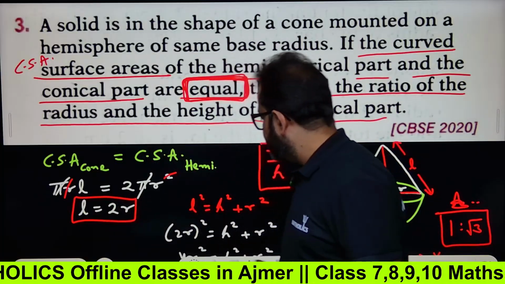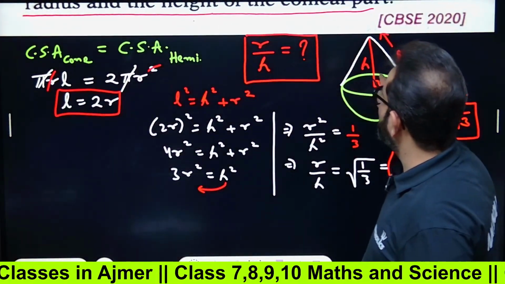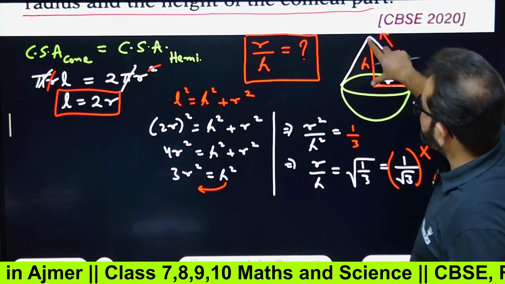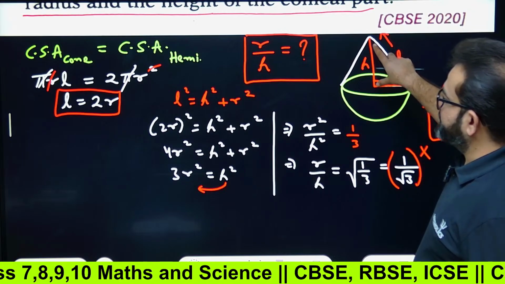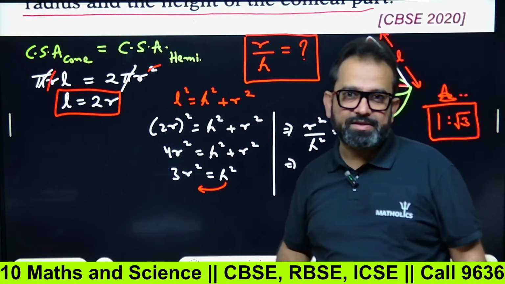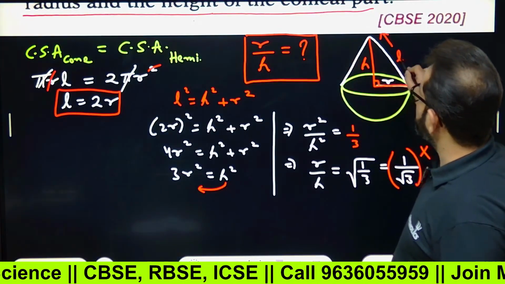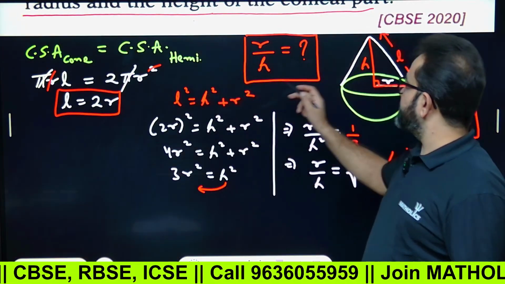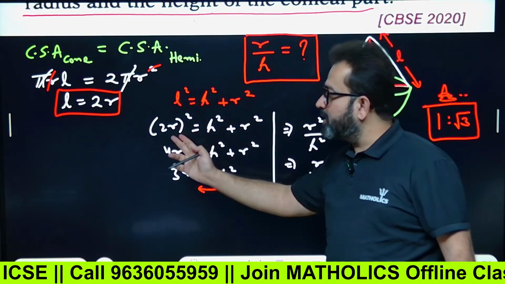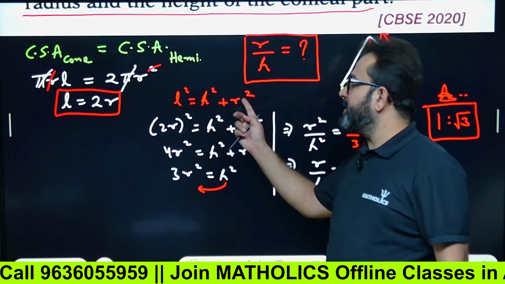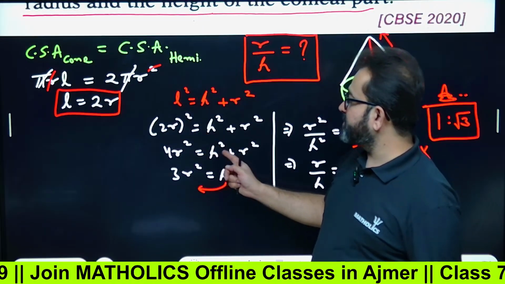Now you know that L square equals what? For a cone, this is hypotenuse, this is height, this is base. We know that perpendicular square plus base square equals hypotenuse square. So L square equals h square plus r square. Instead of L, we'll put 2r. Now solve it. 2r whole square will be 4r square equals h square plus r square.